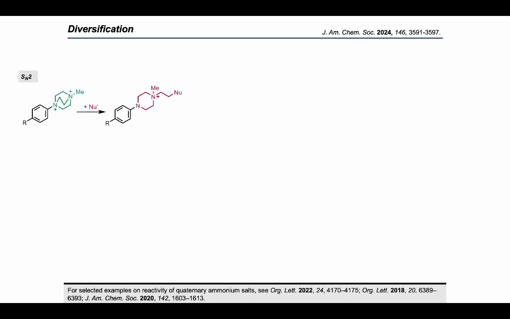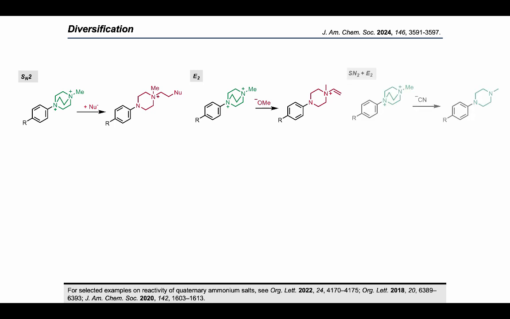Moreover, when aryl dapconium salts are treated with an appropriate nucleophile, aryl piperazines bearing the nucleophile can be obtained in high yields through an SN2 reactivity. In the presence of a strong base such as sodium methoxide, a vinylated quaternary ammonium salt is generated in an E2 mechanism. By merging SN2 and E2, N-methyl aryl piperazines are obtained as previously exemplified in the substrate scope.